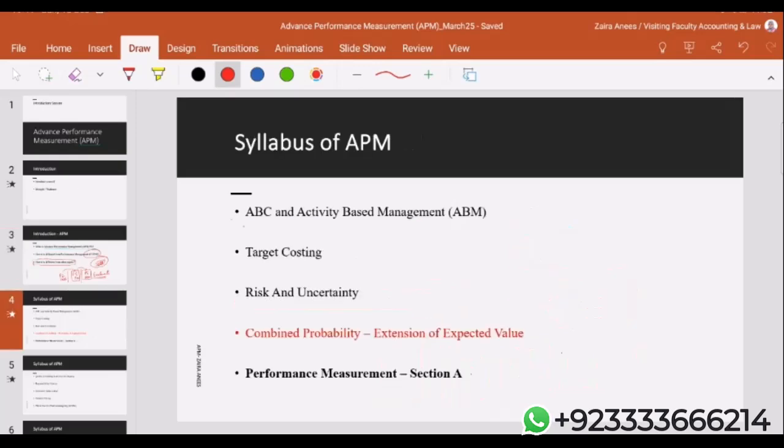So let's move to the syllabus of advanced performance management. How I have structured it is not according to the topics which are given in the book, but according to how I teach, right? So generally, I start with these three topics, which are activity-based costing and activity-based management. Activity-based costing is something which we already know. Activity-based management is a new topic for students.